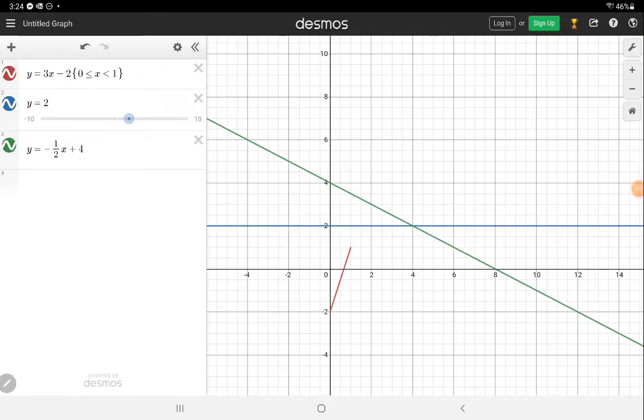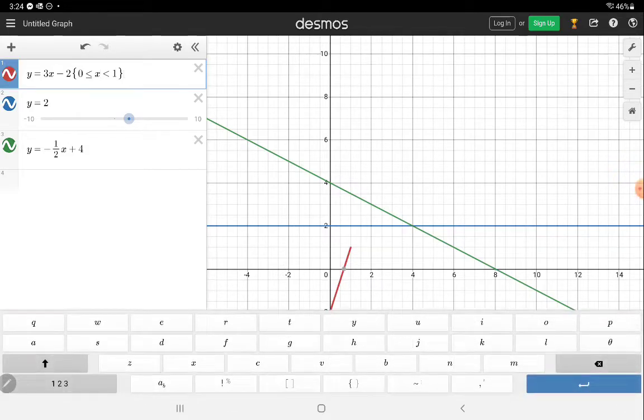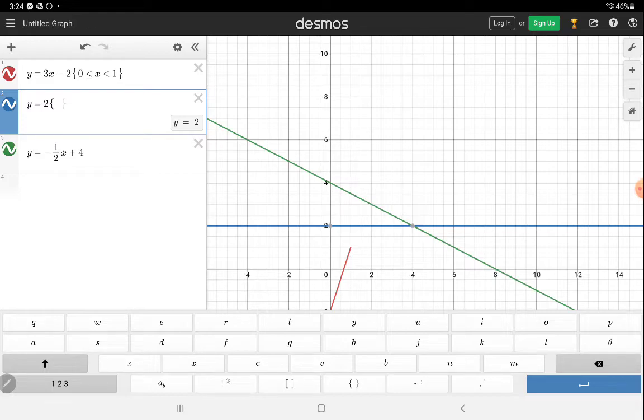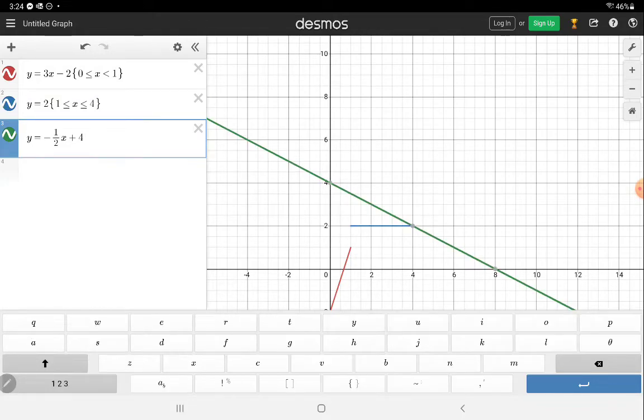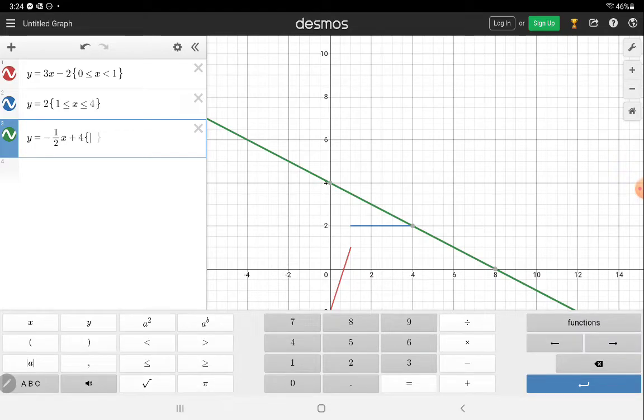And you can see how I've just put the first one in. I've just put the domain inside curly brackets, so 0 less than or equal to x less than 1. For the next one, it's going to be the same, so it's going to be 1 less than or equal to x less than or equal to 4. And for the last one, the range is going to be 4 less than x less than 8. And there you can see the whole function.